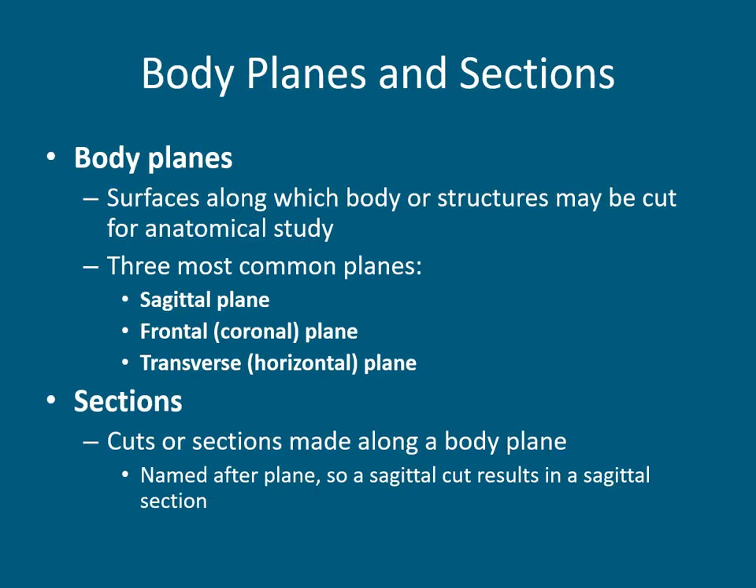We can also divide the body into different planes and sections. The three most common planes are the sagittal, the frontal, which is also known as the coronal plane, and the transverse, which is also known as the horizontal plane. And then depending on how you cut the body into sections, you're cutting along a certain body plane.